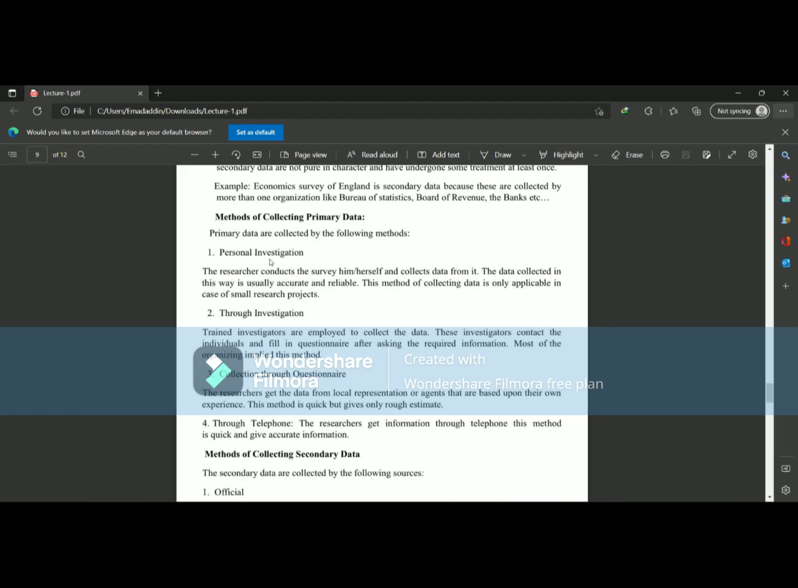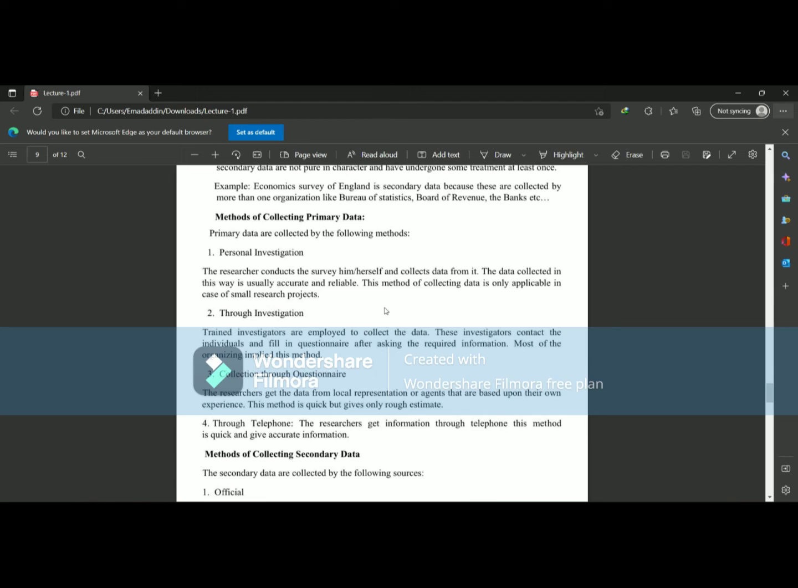First one, personal investigation. The researcher can conduct the survey himself and collect data from it. The data collected in this way is usually accurate and reliable. This method of collecting data is only applicable in the case of small research projects.